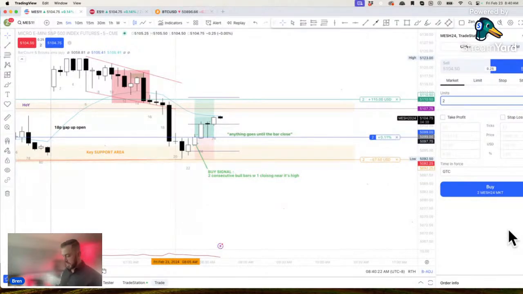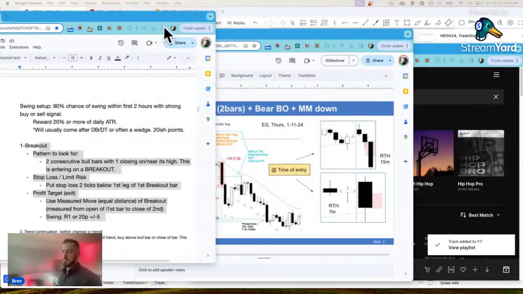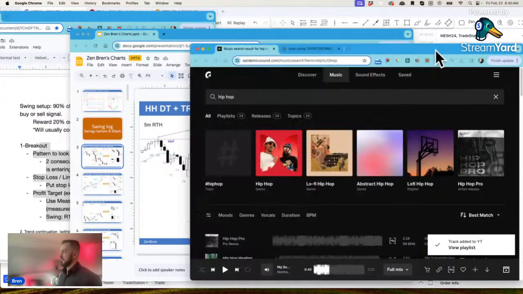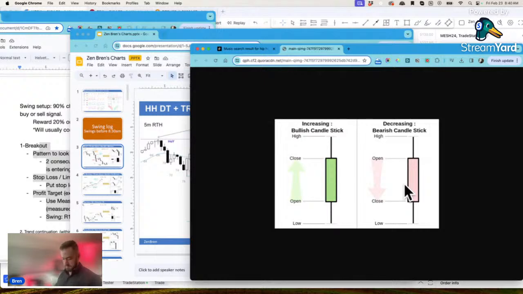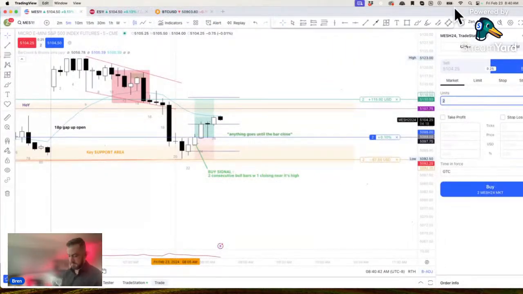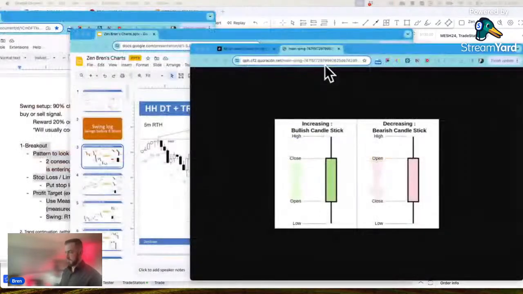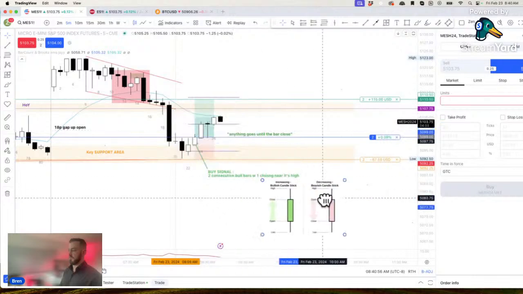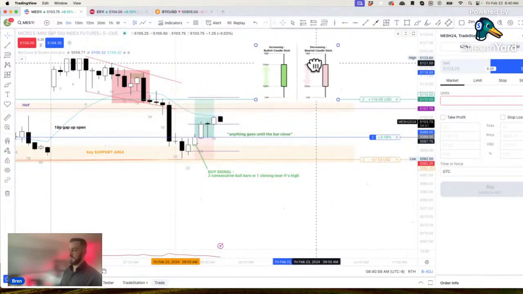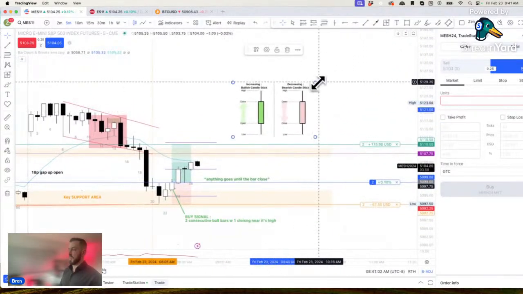Yeah, I like the candlesticks. Candlesticks are the easiest. Why? Because it tells you all the information you need. That's why I like the candlesticks.